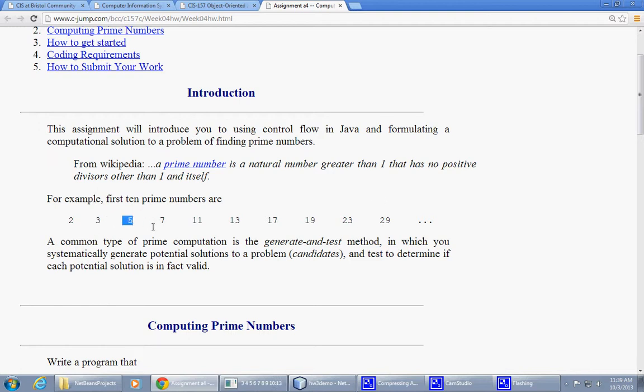Divisible by 5 and by 1. Cannot be divided by 3, 2, 4, or anything else, right? So we have some prime numbers here to consider.